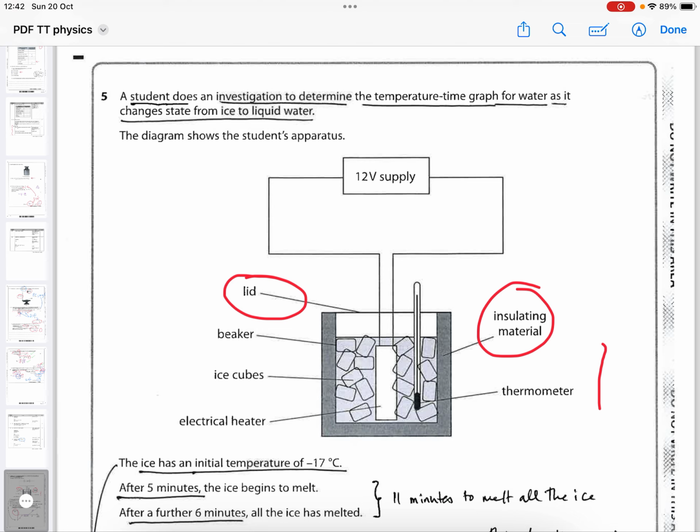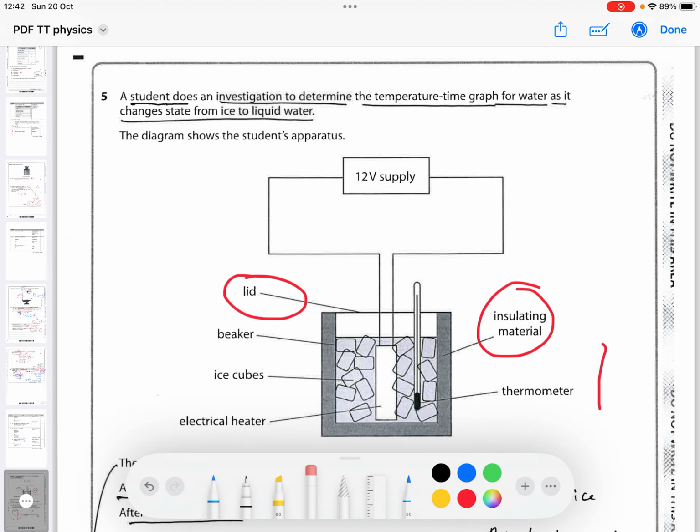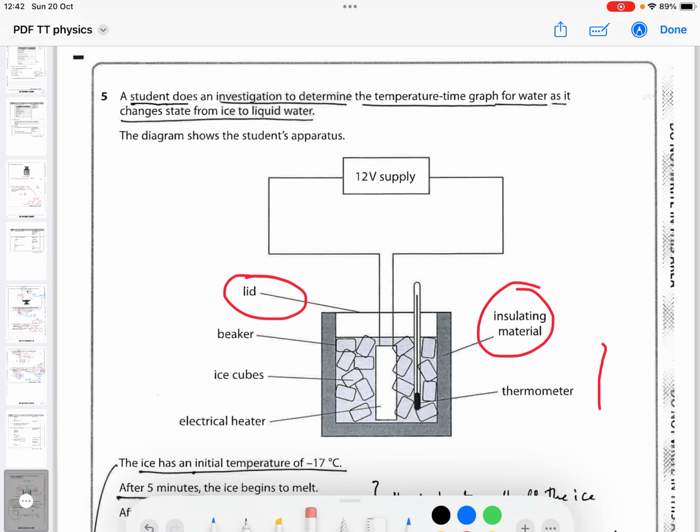The immersion heater is the electrical heater inside the rectangular block, which is supplied electrically. So here you're actually doing electrical work. So when we talked about energy transfers, in this question, this is producing the electrical work in this question.